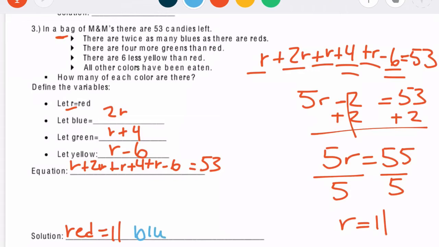Blue is 2R, so if R is 11, that means blue is 22. Green is R plus 4, so if R is 11, green is going to be 15. And finally, yellow. Yellow is R minus 6, so 11 minus 6 is 5.